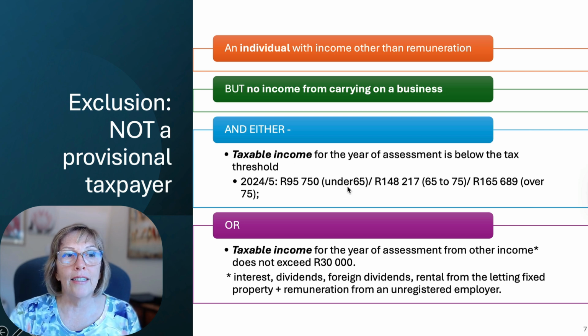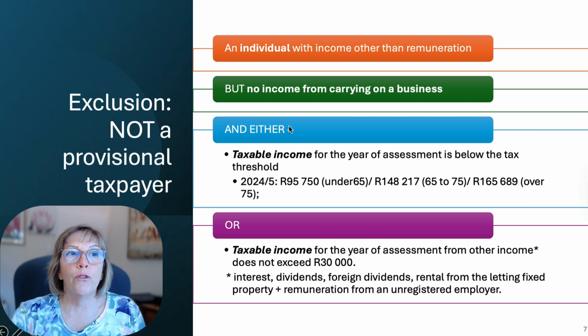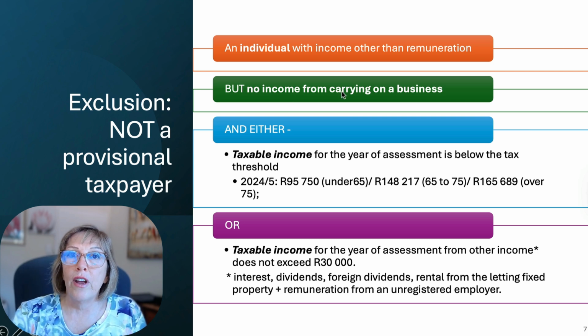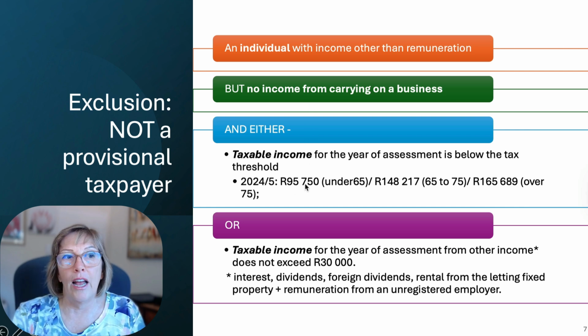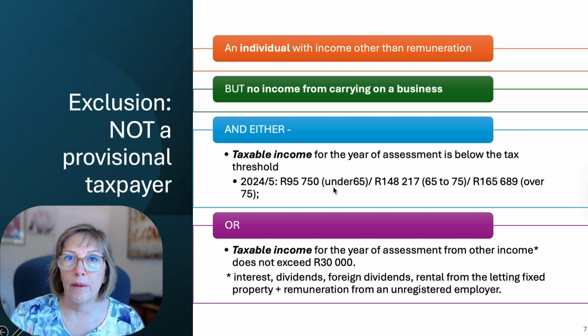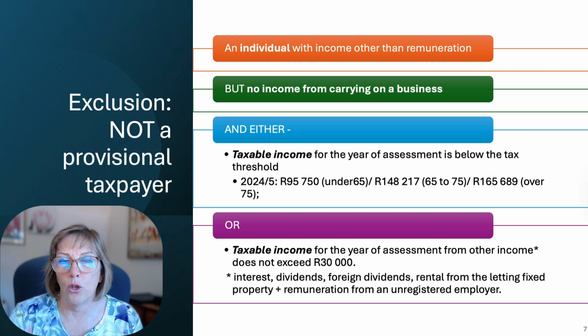So for individuals under the age of 65, you can get taxable income up to 95,750 per year before you have to pay tax. So that's your tax threshold, all right? If you're between 65 and 75, you get an additional rebate, and so that takes your taxable income higher, and it goes even higher if you are over 75. So if you're under 65, you've got other income other than your remuneration that's subject to PAYE, but your total taxable income does not exceed 95,750, then you would not be a provisional taxpayer, because actually you're not a taxpayer at all, because you don't have sufficient taxable income to pay tax.